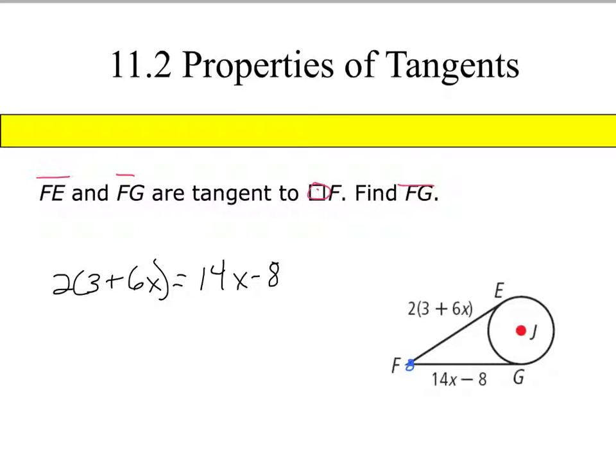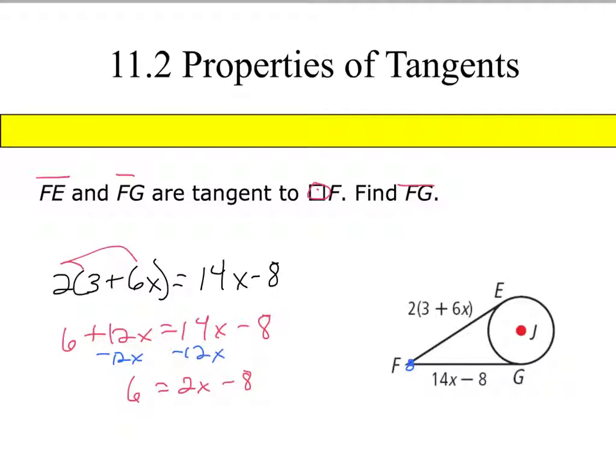So when I do that, I distribute this 2 through, I get 6 plus 12x is equal to 14x minus 8. I'm going to bring my 12x to my right side, because I like to deal with positive numbers. So I get 2x minus 8 on the right. I still have 6 on the left. Again, positive numbers, so I'm going to bring my 8 over to the other side. 6 plus 8 is 14. We now have 14 is equal to 2x.